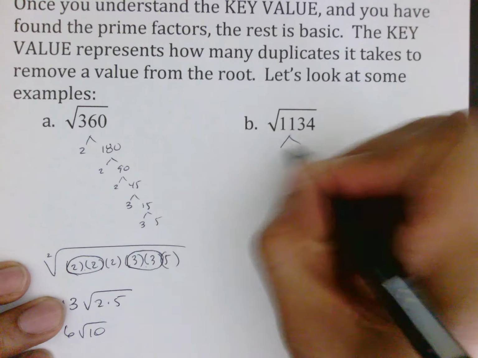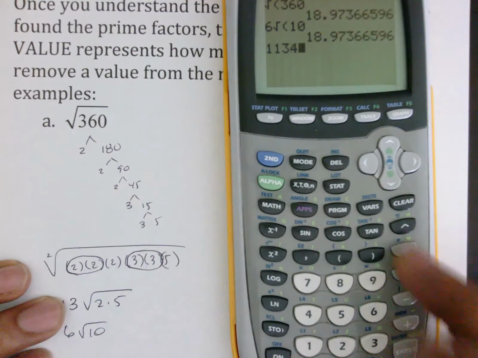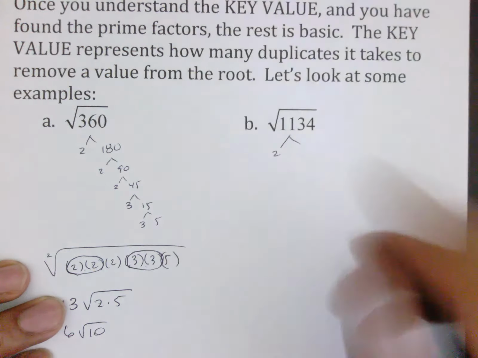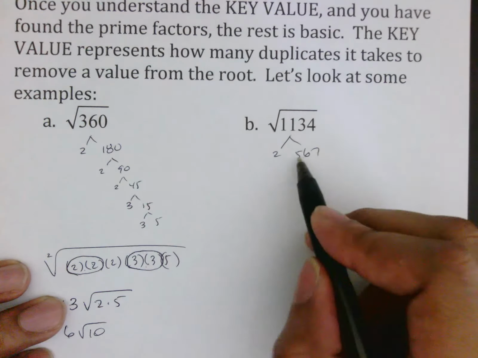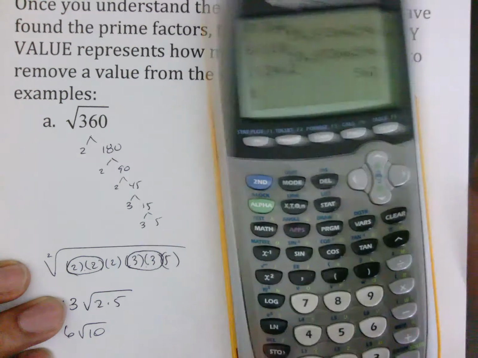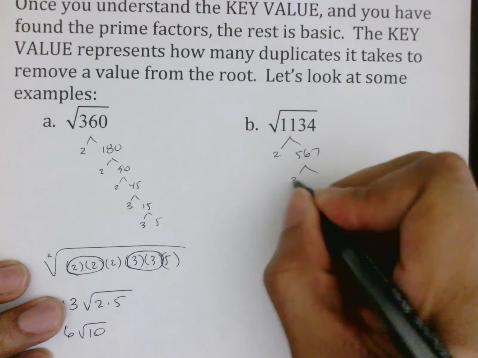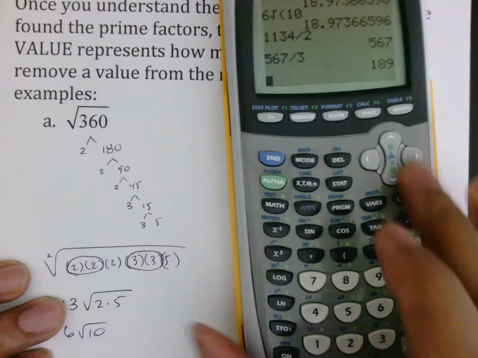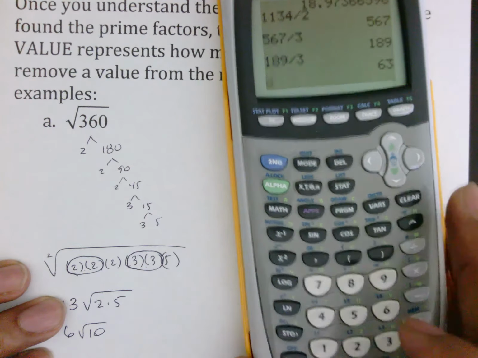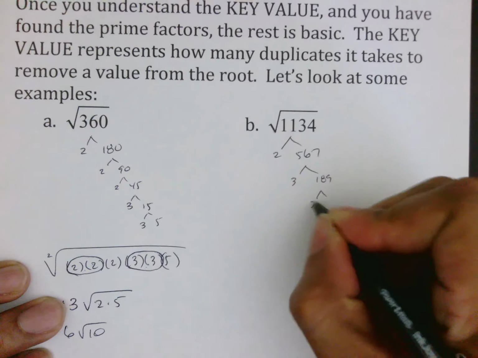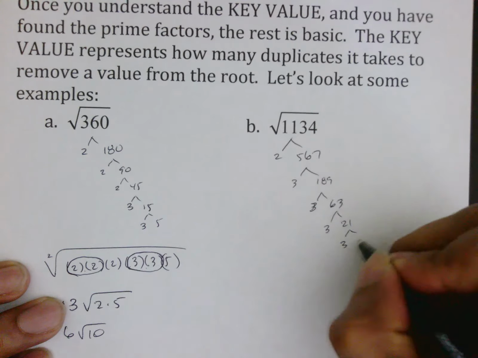1134. 2 times, I don't know, 5. Ooh, that's a tough one. 1134 divided by 2 is 567. I know 2 doesn't go in it, but adding 6, 11, 18, 3 does go into 18, so I think 567 can be divided by 3, and it can. That's 3 times 189. 9, 18 again, so 189 divided by 3 is 63. 3 obviously goes into 63 21 times, which is 3 times 7.